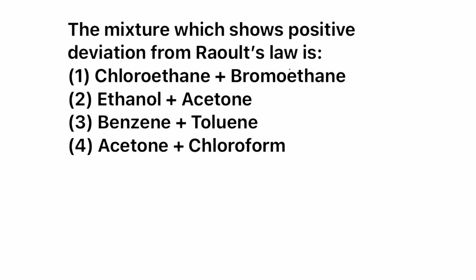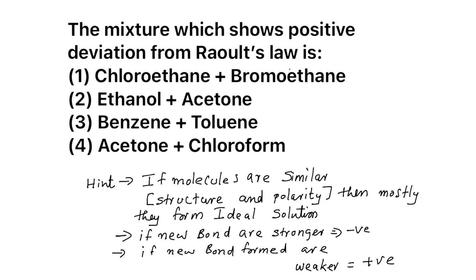Our third question is from the 2022 NEET paper. The mixture which shows positive deviation from Raoult's law is. For doing this question, you must know this hint. If molecules are similar, then mostly they form an ideal solution. Similar in the sense of similar structure and similar polarity. Okay, for understanding, we can take the first and third examples. If you check the first example, you can see chloroethane and bromoethane. See, both are haloalkanes. They have huge similarity in their structure and both are non-polar. So, of course, they will form what?